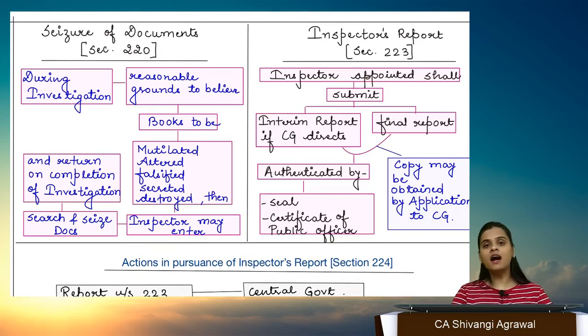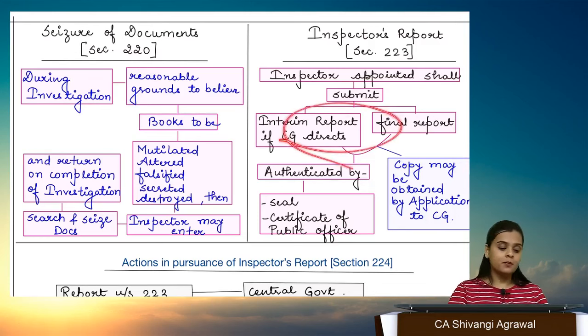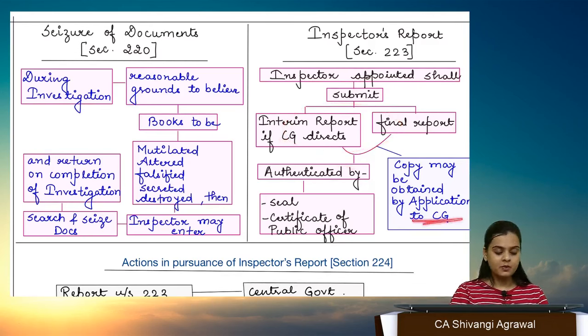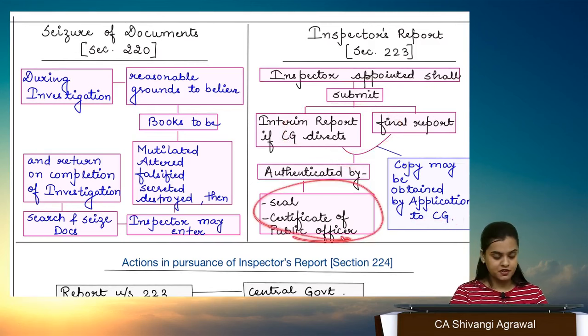Fine. So apart from the inspector appointed under section 212, all other inspectors after investigation have to submit a report undoubtedly to the central government. If the central government wants an interim report, then you also have to give an interim report. The report is going to be authenticated by the seal or certificate of a public officer.